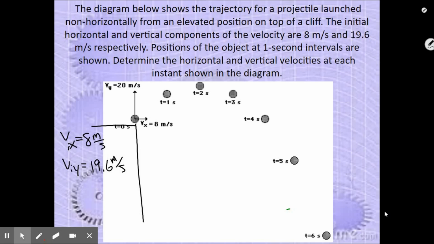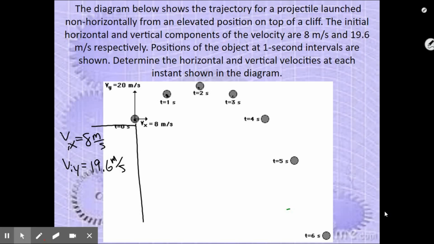Positions of the object are at 1 second intervals and are shown. So between each ball that is shown is 1 additional second. Determine the horizontal and vertical velocities at each instant shown in the diagram.